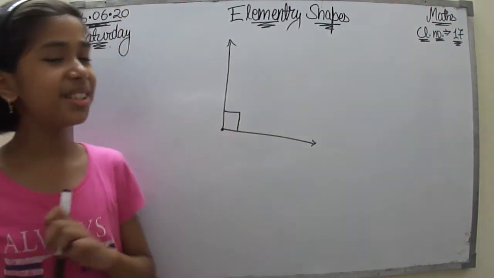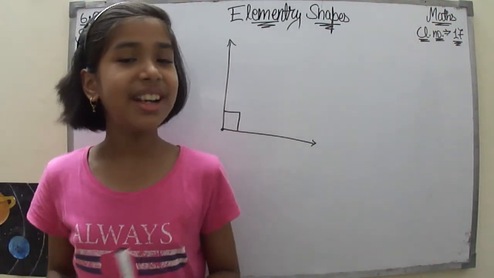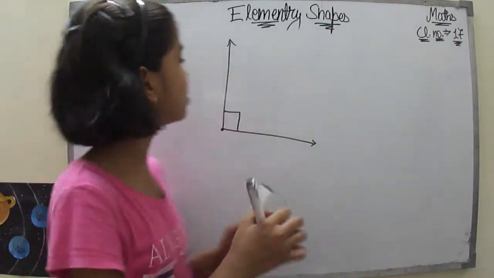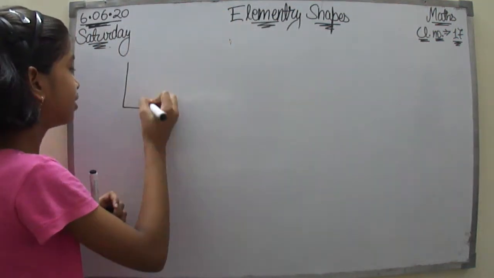Now let's move on to the others. So we had learned some special angles. This was the right angle, and also let me draw these over here.